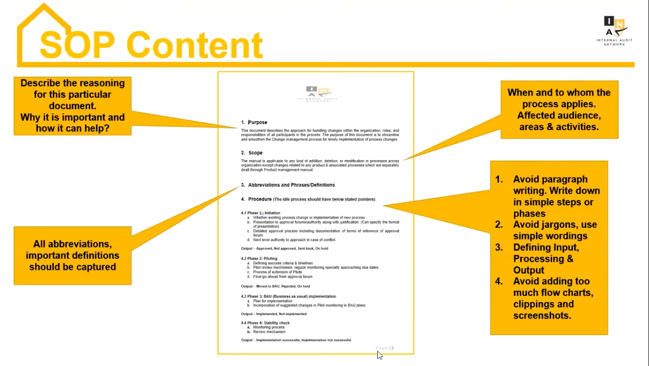Okay. Third point is defining input, processing, and output. So whenever you are defining any process, please bifurcate the process into 3 parts: input, processing, and output. This would be helpful for you and for the targeted audience also.